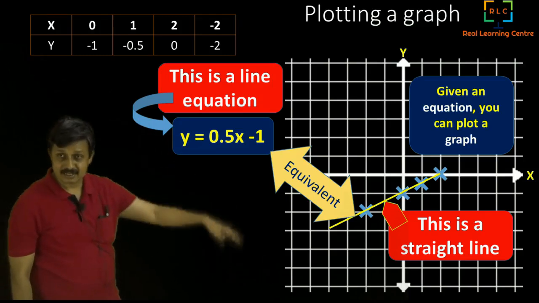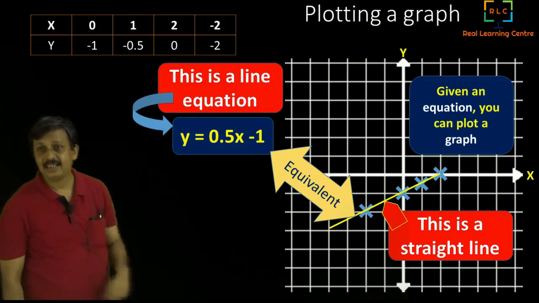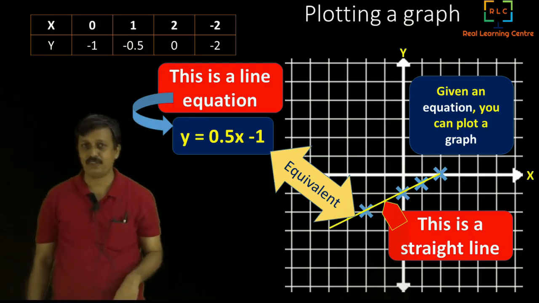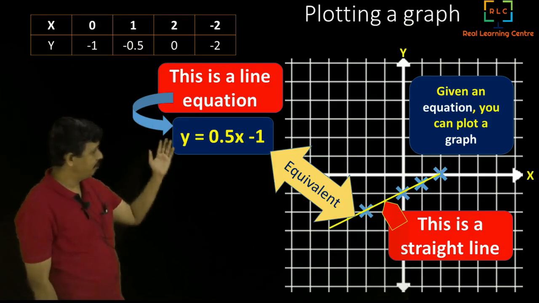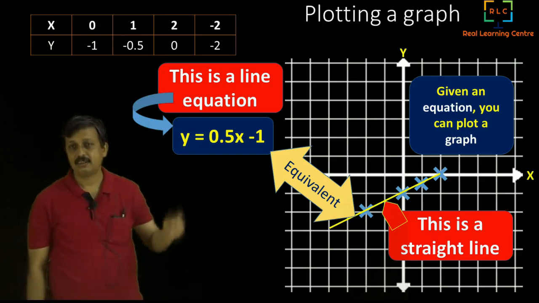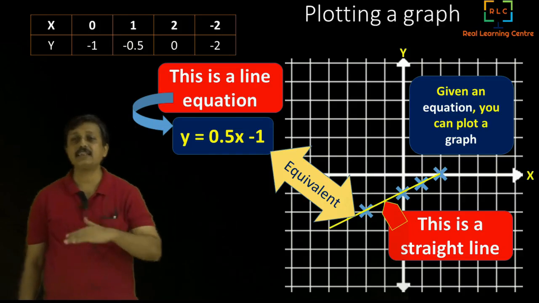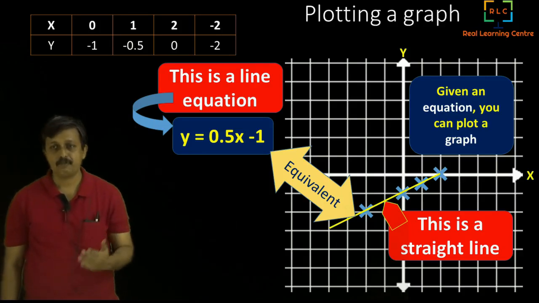Because it represents a straight line, this equation is called a straight line equation, or a line equation, or a linear equation, is what we can call. Linear equation of x and y. This is a line equation, this is a real line. So, these two things are related, line equation and line.